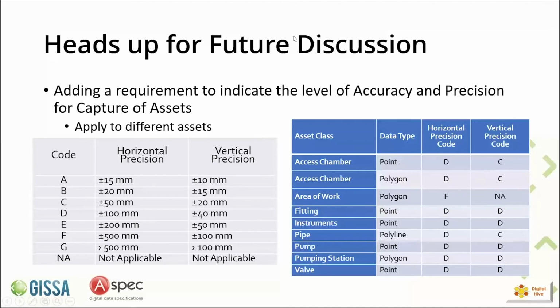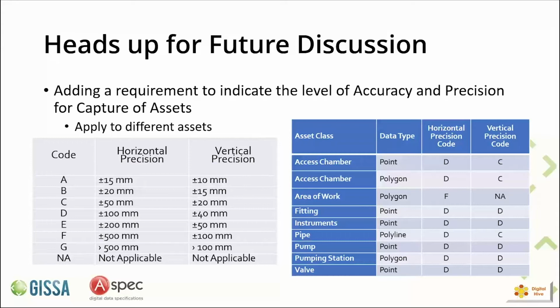Okay. So look, this is the segue to this. This is a heads up for a future discussion. What we're looking at doing is adding requirements at the asset class level for the level of accuracy and precision for capture of assets.